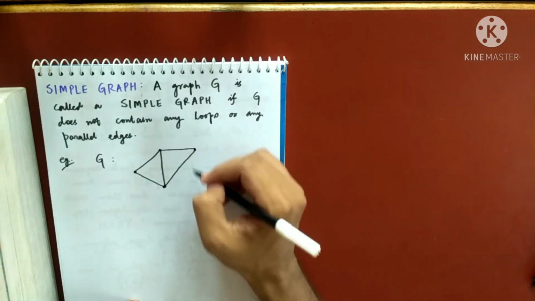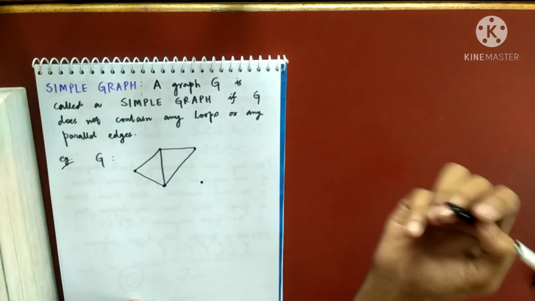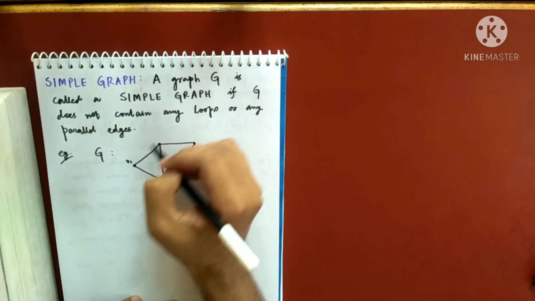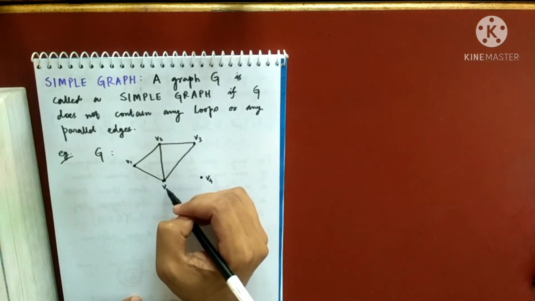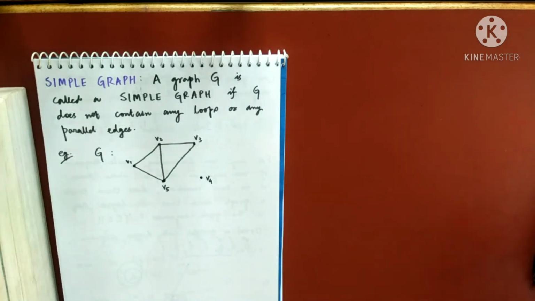So this graph, you can consider this also. This graph having vertices V1, V2, V3, V4, V5. This is a simple graph. Why is this a simple graph? The answer is very simple. Because in this graph I cannot find any loop or any parallel edges.